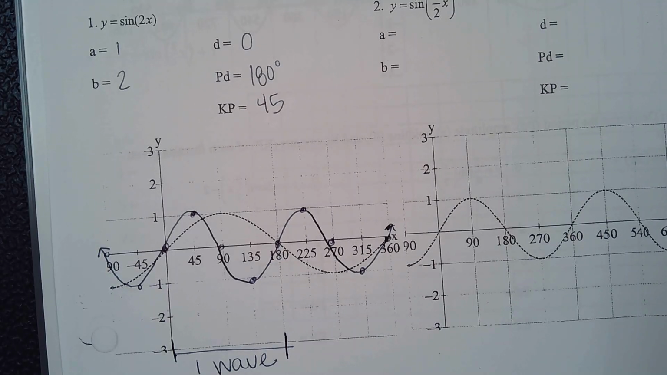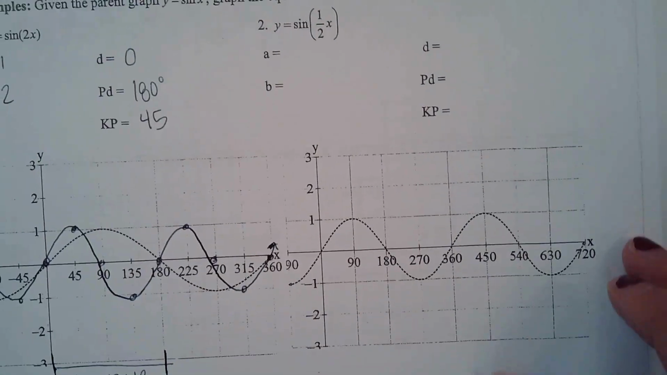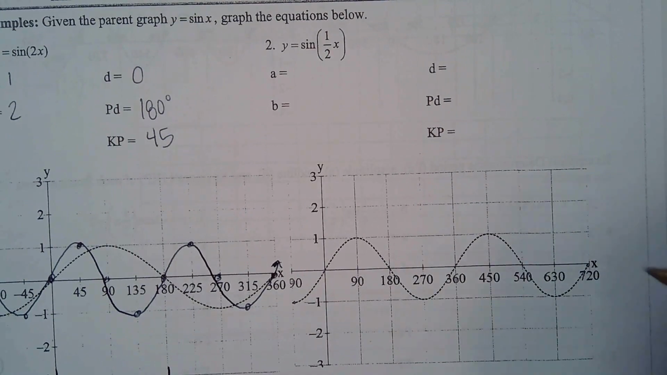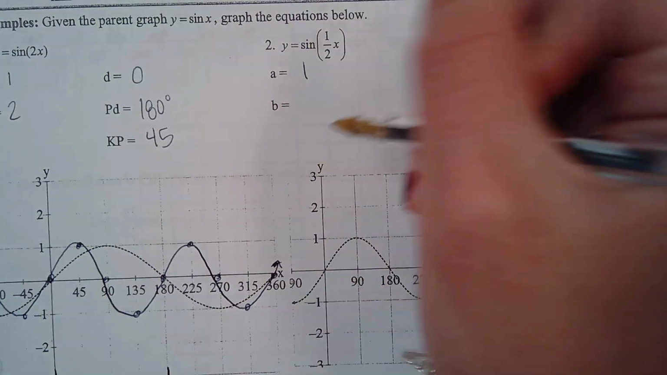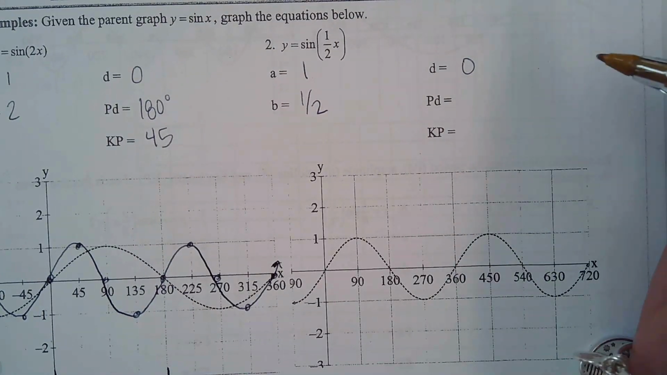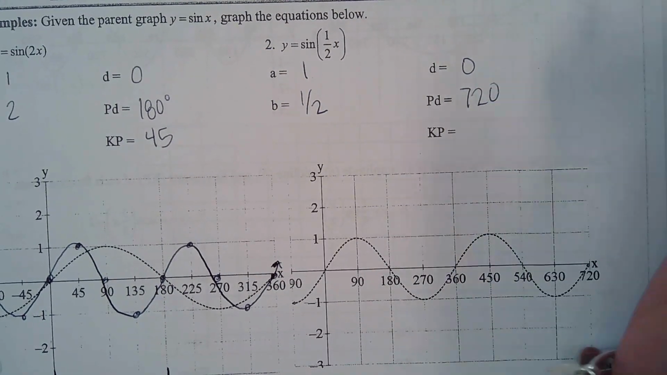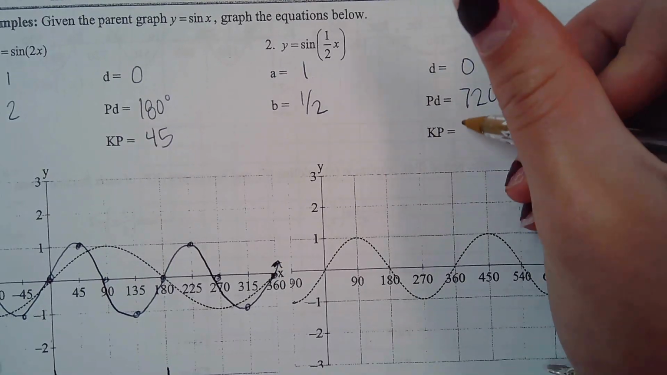So we'll do the same thing for the next one. This time we have y equals sine 1/2 x. So what's your A value? Your B? Your period? 720. And key points? 180.